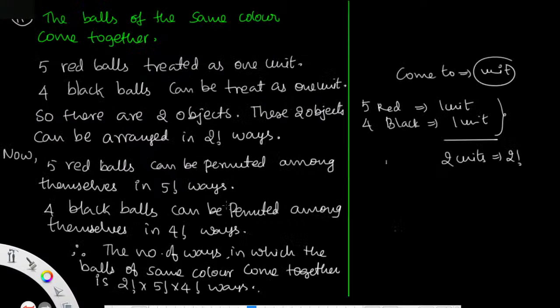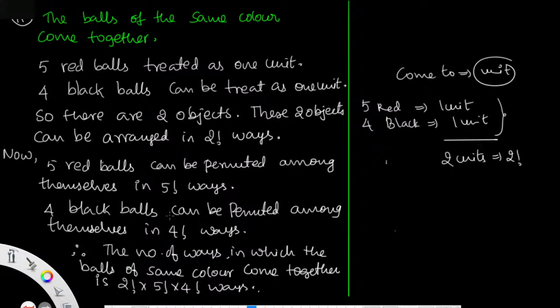In the same way, the second question is given: the balls of the same color come together. So come together means you have to take it as a unit, that is, make a bundle. That's all. So the 5 red balls are treated as 1 unit, and the 4 black balls are treated as 1 unit. Totally, the units are 2 units. That is 2 factorial ways.